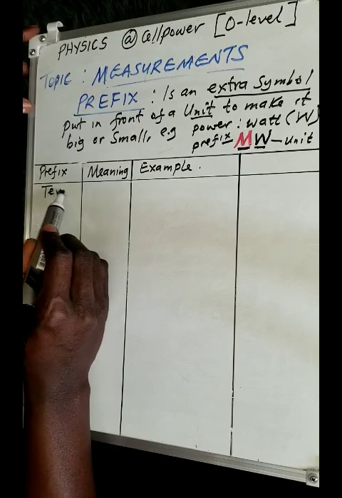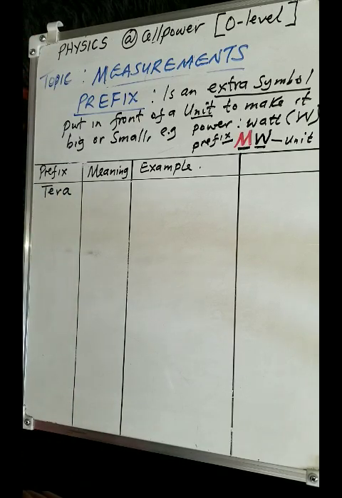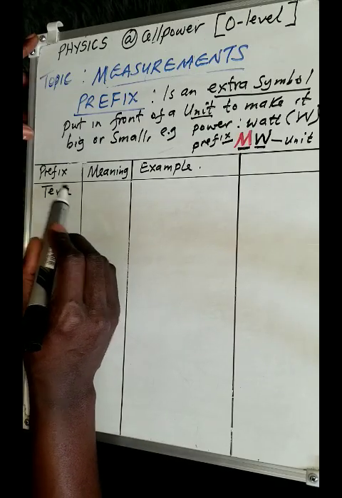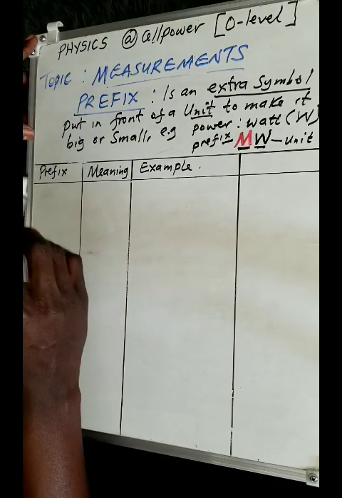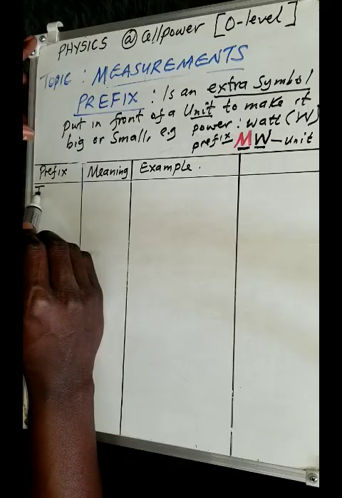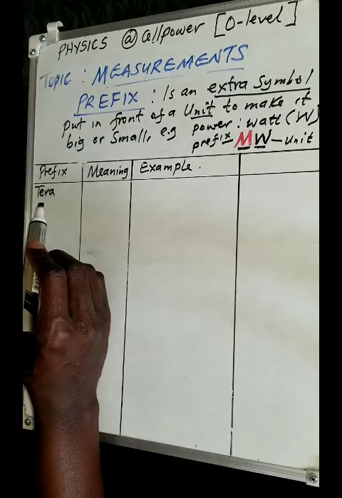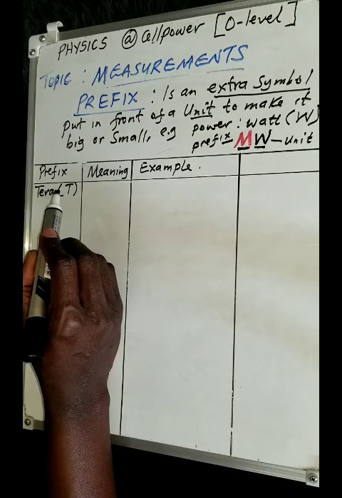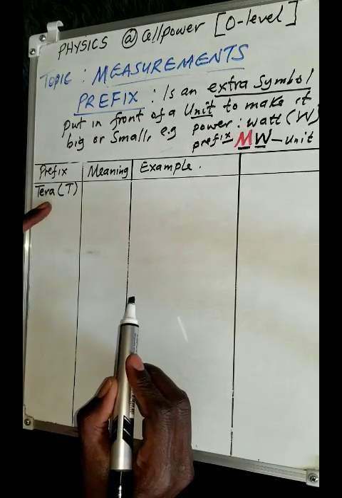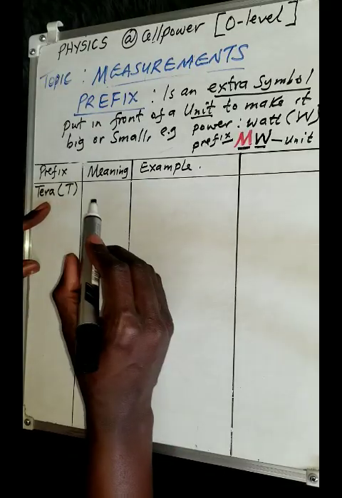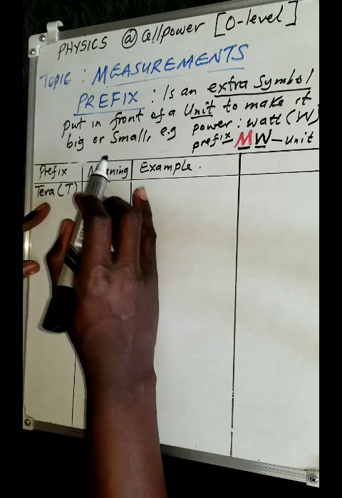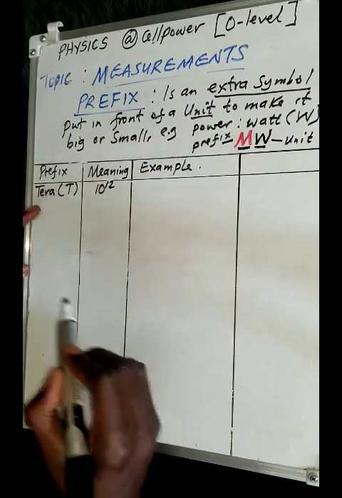For example, you can start with what we are calling tera. Tera is represented by capital letter T. Now, what does that capital letter T stand for? It stands for tera. What is the meaning of tera? Tera means 10 to the power 12. That's what tera means, 10 to the power 12.